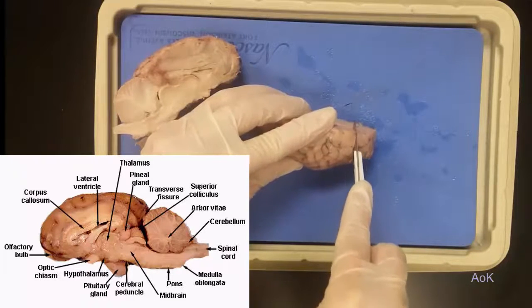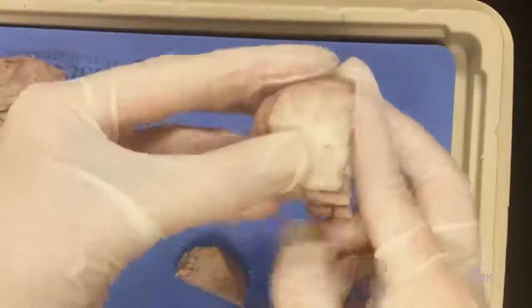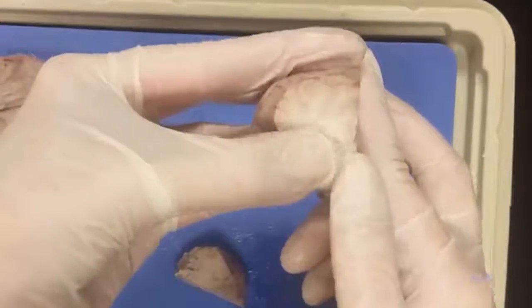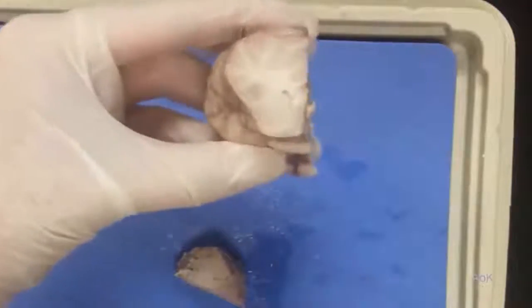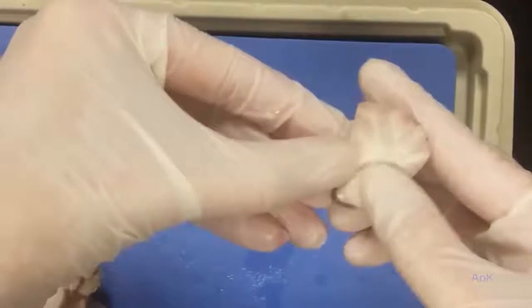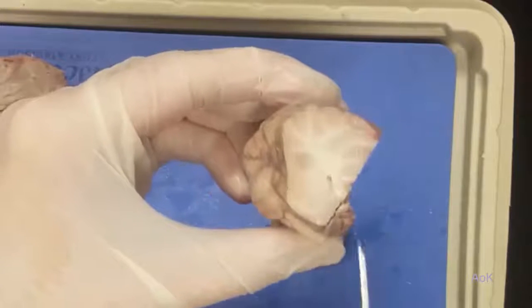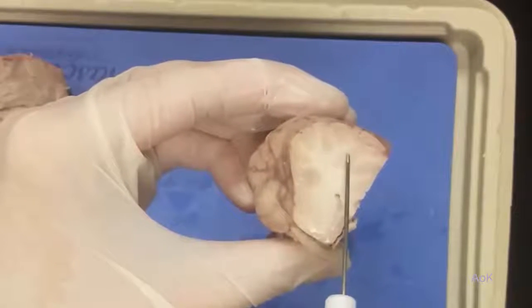So a small frontal cut. And now you can see this ventricle right here. It's a little bit easier to see on this side. There's a tiny gap. That's the ventricle, as well as the clear distinction between the white matter and the gray matter.